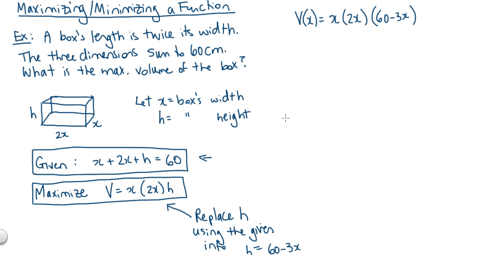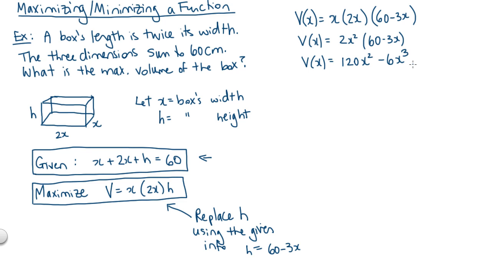All right, so now we can really get into some calculus. Let's do a little bit of simplifying here just to clean up this function a little bit. So our volume function looks like 2x squared times 60 minus 3x. Now let's actually expand that out, just simplify it a little bit more. So it looks like 120x squared minus 6x cubed. Okay, so we've now got a nice looking function v of x.